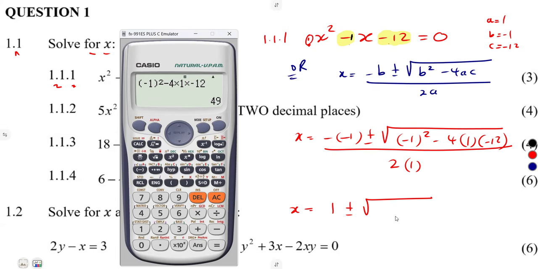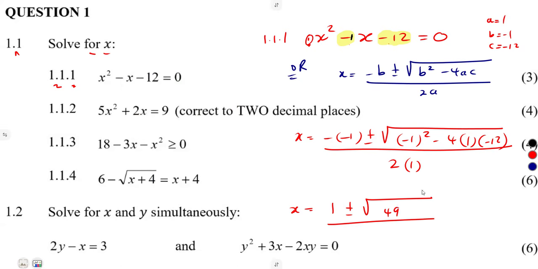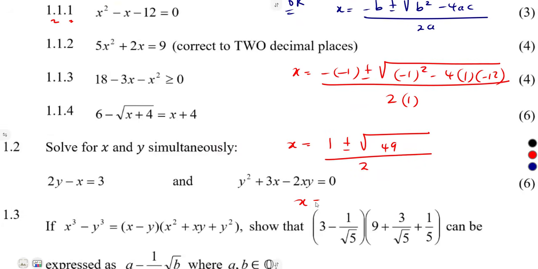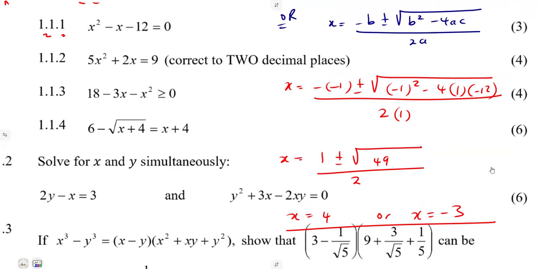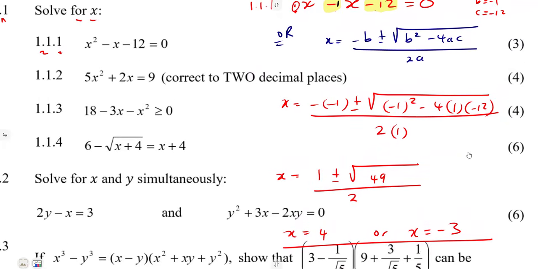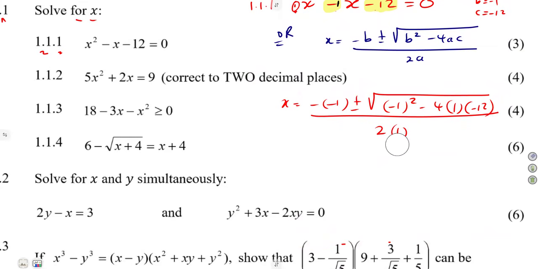That is going to give us 49, everything over 2 times 1, which is 2. So you can easily use your calculator and separate these. You are going to obtain the same answers. For a positive, you're going to have 4. For a negative value, you're going to obtain negative 3. So that is one and the same as what we had using factorization. We can also use the quadratic formula. That is not a problem at all.